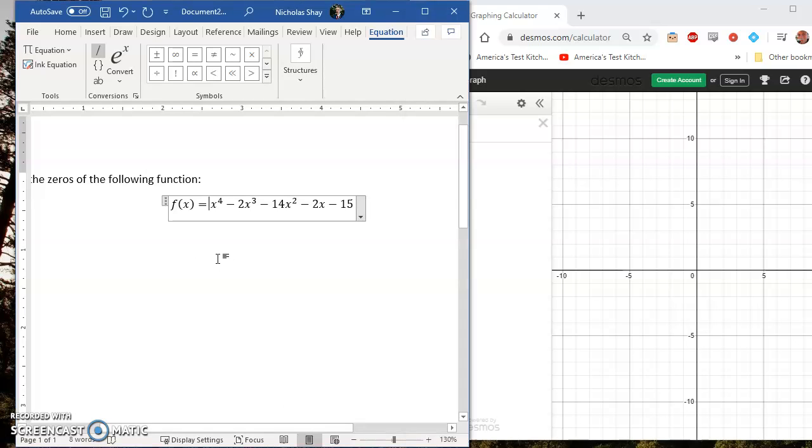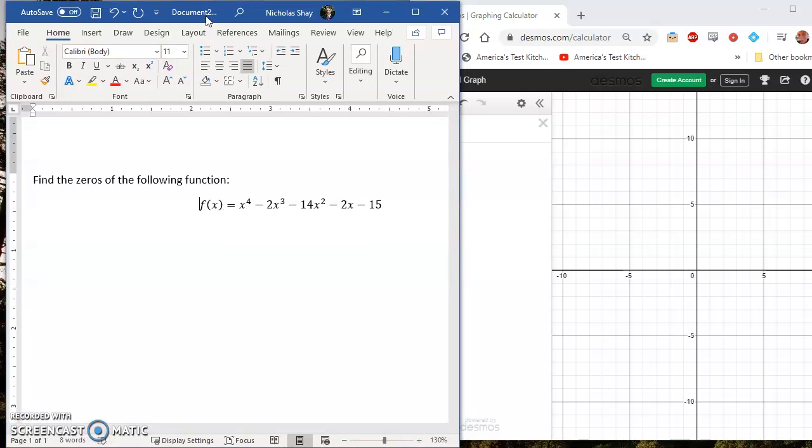Hi folks, so in this video I'm going to be taking a look at the following function. It says find the zeros of the following function: x to the fourth minus 2x cubed minus 14x squared minus 2x minus 15. In class we usually had a graph provided for us to help us get a couple of the zeros because we're going to need to do synthetic division here.